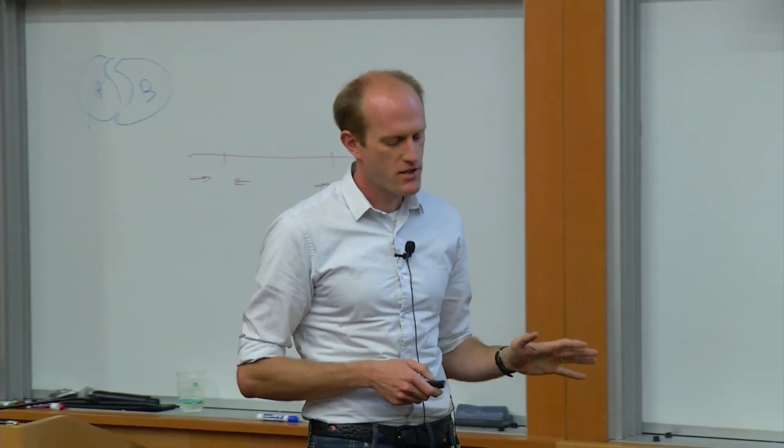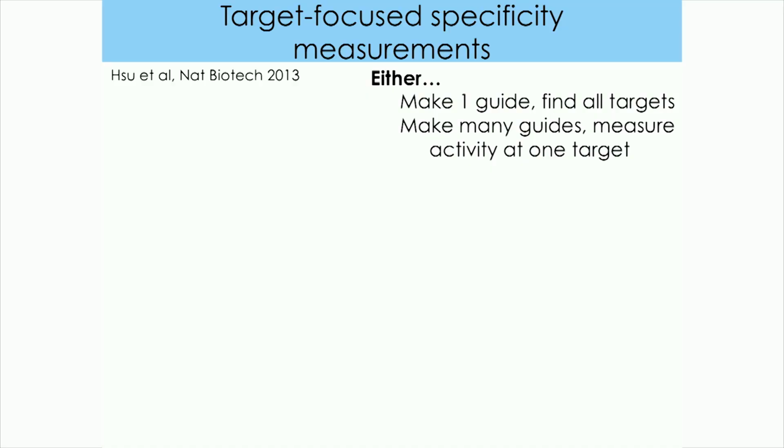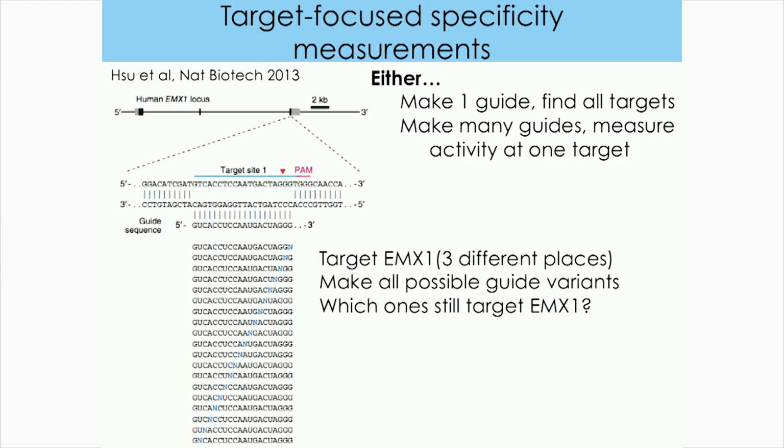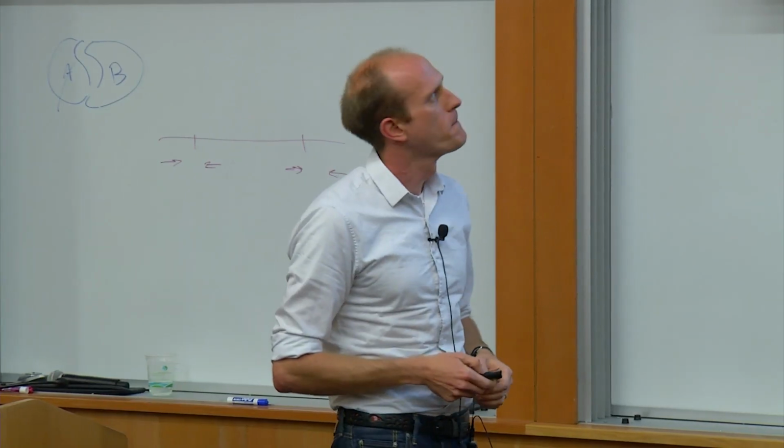So they instead took the approach to make a whole bunch of guides, at this point thinking, well, we don't know what all the possible off-targets can be, but we do know on-targets. So we're going to take one on-target that we know, and we're going to make every single possible variant of the protospacer targeting that guide. And then we're going to say, what of these variants still cut in this region? So for that, they chose EMX1. They chose a couple of different places in EMX1. And they made every single variant and asked which ones still target it.